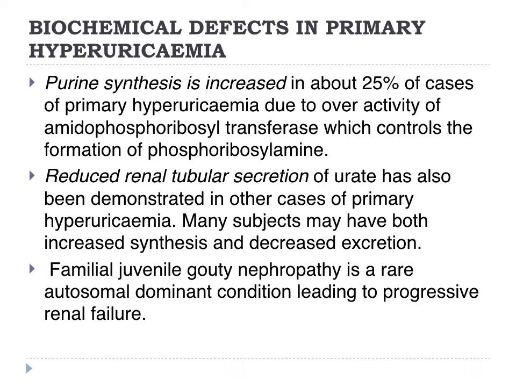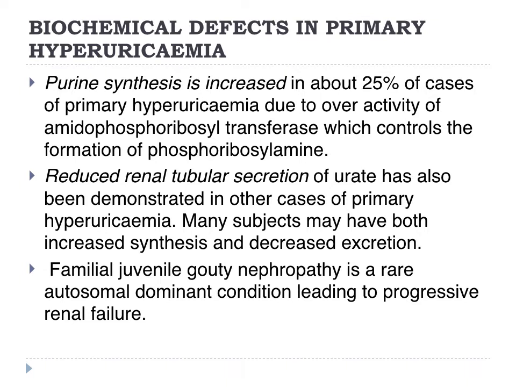Biochemical defects in primary hyperuricemia. Coming to primary, mainly purine synthesis is increased in about 25% of cases of primary hyperuricemia due to overactivity of amidophosphoribosyl transferase, which controls the formation of phosphoribosylamine in the de novo synthesis. Reduced renal tubular secretion of urate has also been demonstrated in other cases of primary hyperuricemia. Many subjects may have both increased synthesis and decreased excretion. Familial juvenile gouty nephropathy is a rare autosomal dominant condition leading to progressive renal failure.